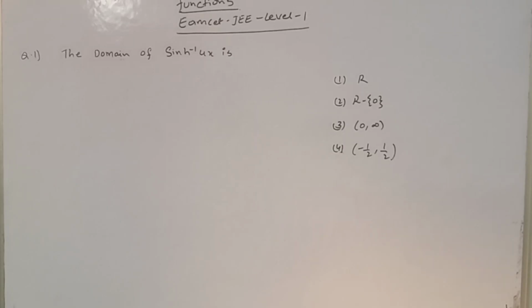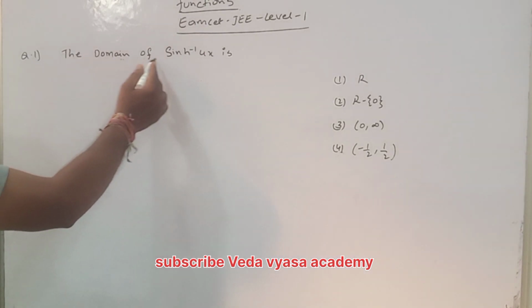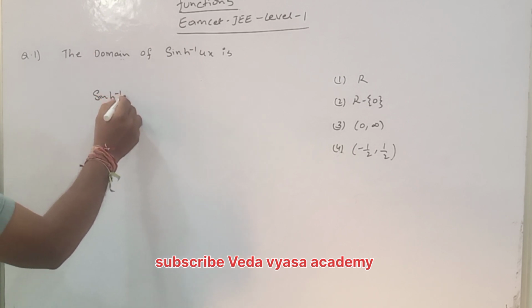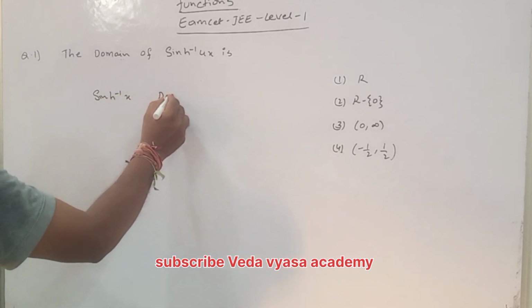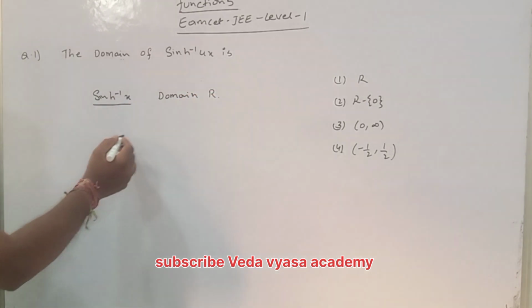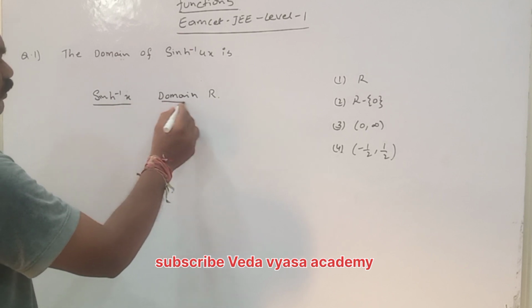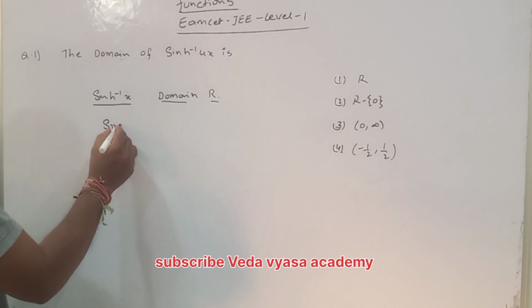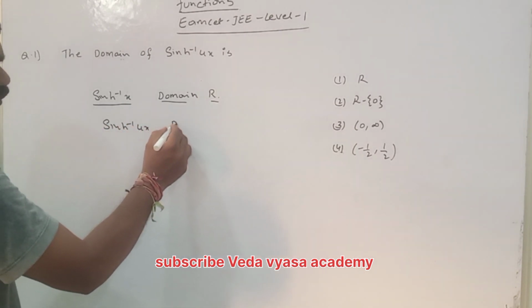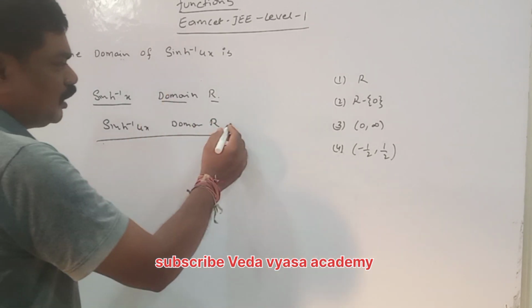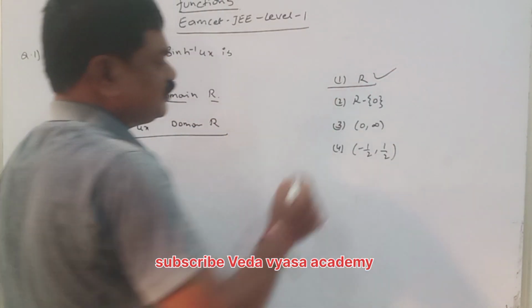One more problem on functions, MHT CET level 1 problem. The domain of sinh inverse of 4x. Generally, the domain of sinh inverse of x is the set of real numbers. So the domain of sinh inverse of 4x is R. So option 1 is the answer.